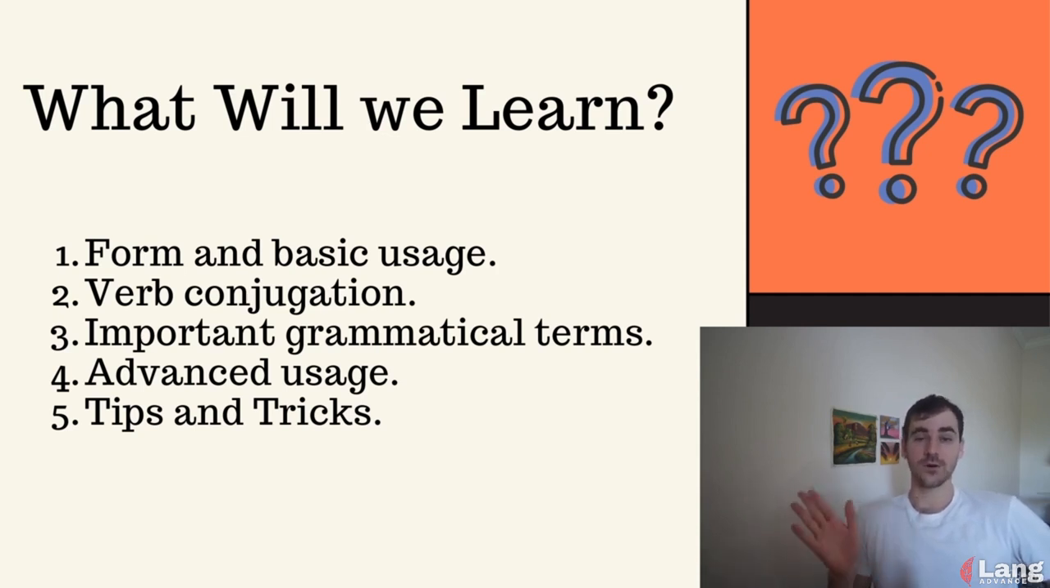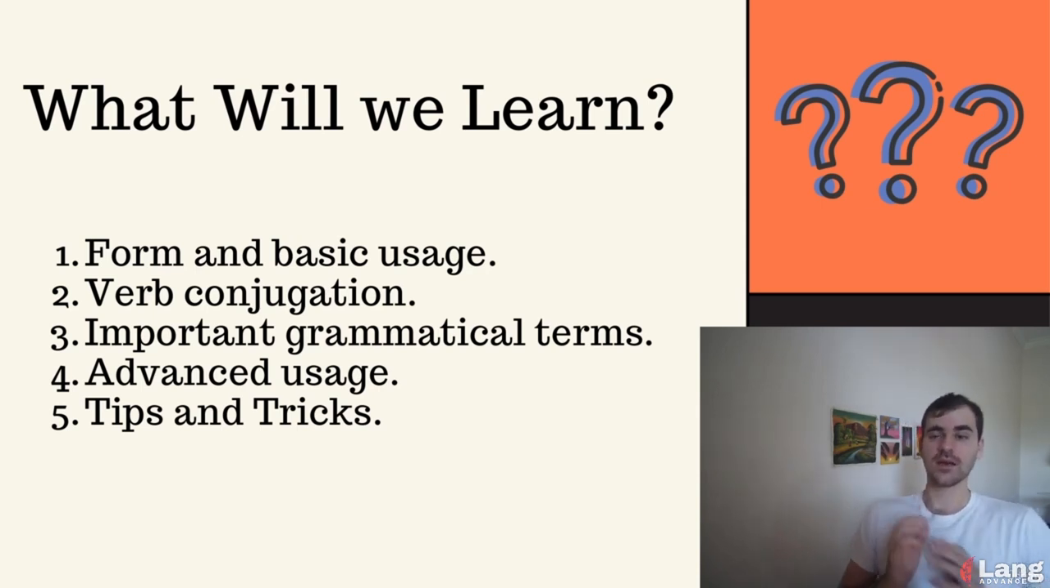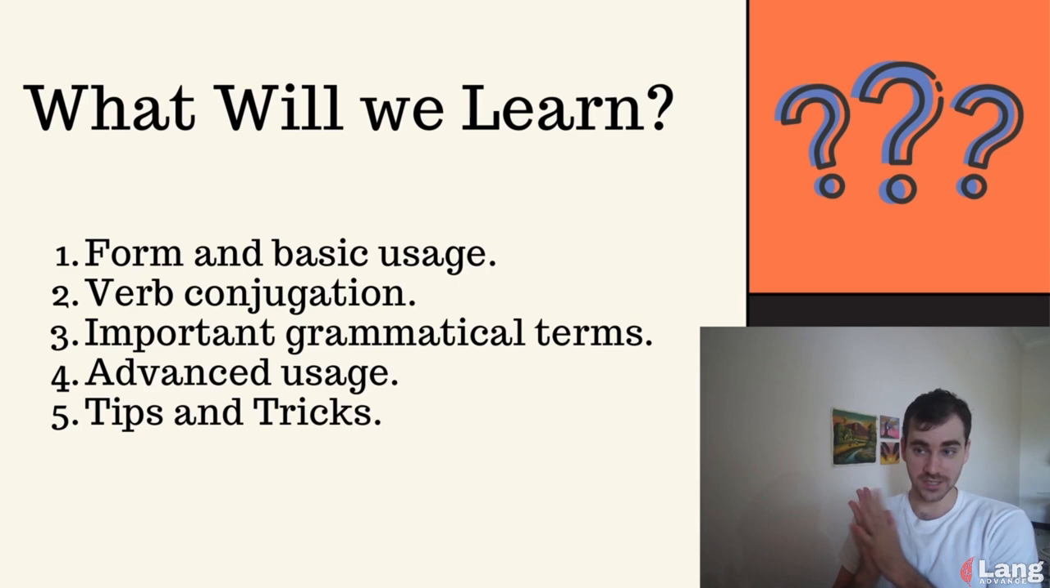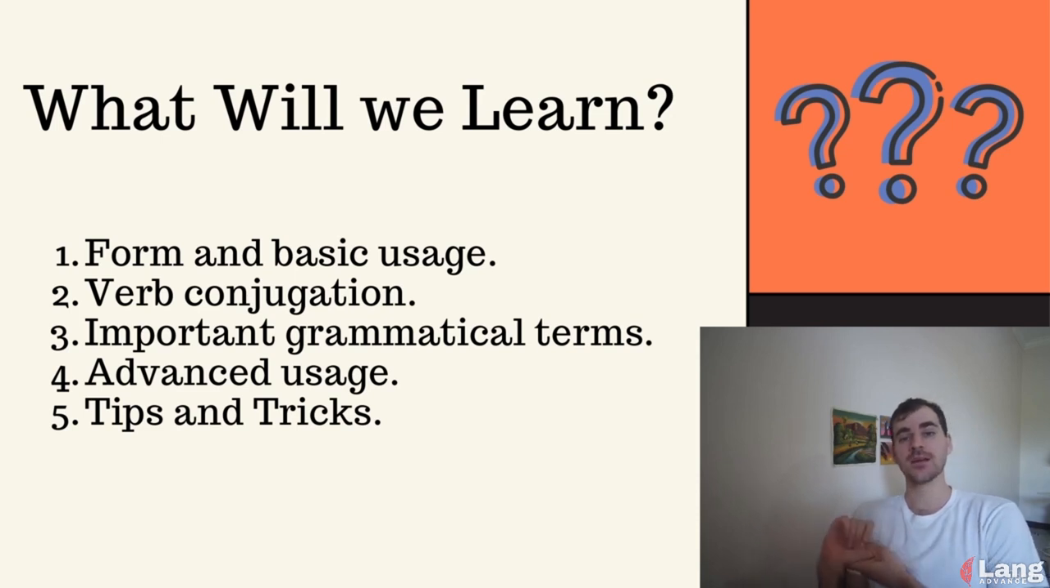So what are we going to learn exactly? First of all, the form and the basic usage of the tense. That's most important. We're going to learn about verb conjugation. Sometimes the verbs, they need to change depending on which tense you're using. Other times they don't. Sometimes, like for the future, you just have to add a modal verb. We're going to learn about that.